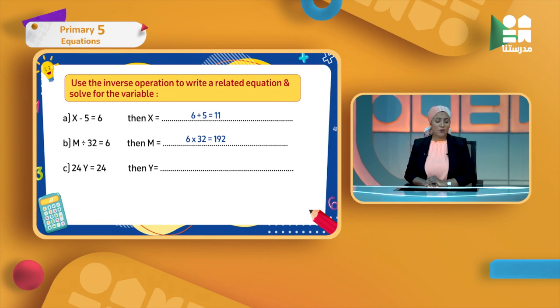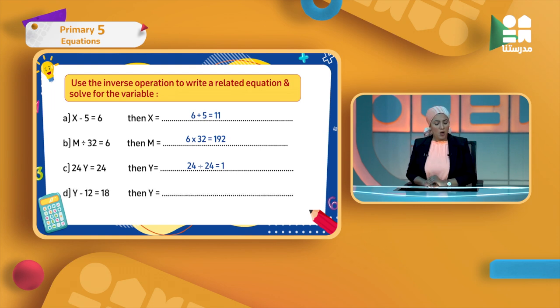Letter C, 24y equals 24. This means 24 times y equals 24, and the times goes to the other side with divided. So it's going to be 24 divided by 24 equals 1. Then y is equal to 1.